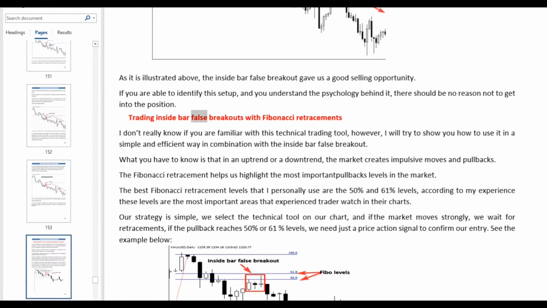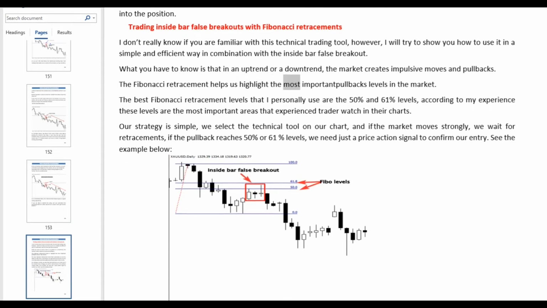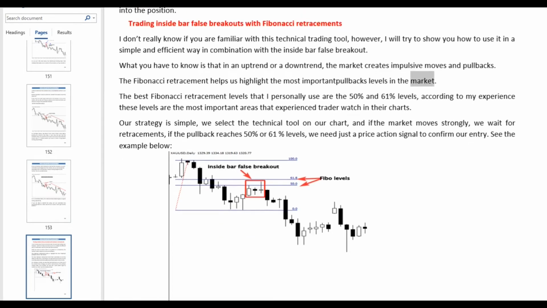Trading inside bar false breakouts with Fibonacci retracements. I don't really know if you are familiar with this technical trading tool. However, I will try to show you how to use it in a simple and efficient way in combination with the inside bar false breakout. What you have to know is that in an uptrend or a downtrend, the market creates impulsive moves and pullbacks. The Fibonacci retracement helps us highlight the most important pullback levels in the market.